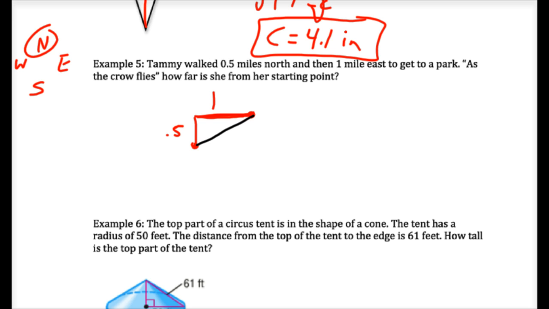Okay? What kind of triangle was formed if you go north and then east? Yeah, put a right angle in there. Label your unknown as a variable. You use X or you can use a different variable if you want. Okay? And then Val, write me an equation to solve for X. 0.5 squared plus 1 squared equals X squared.